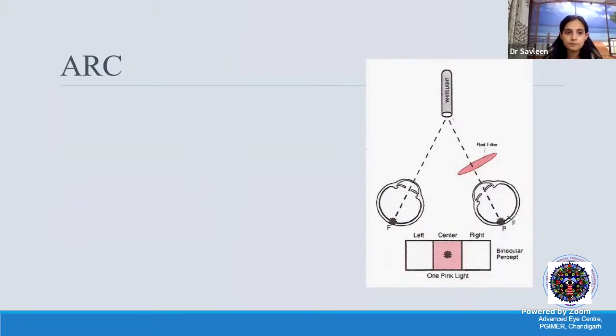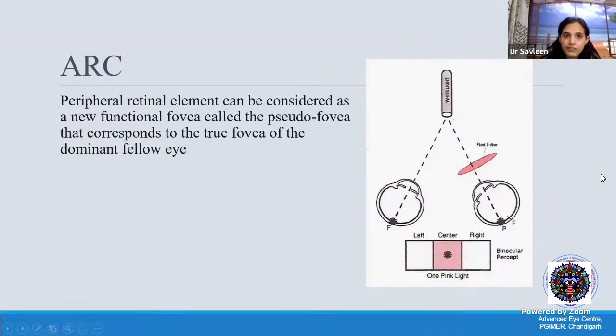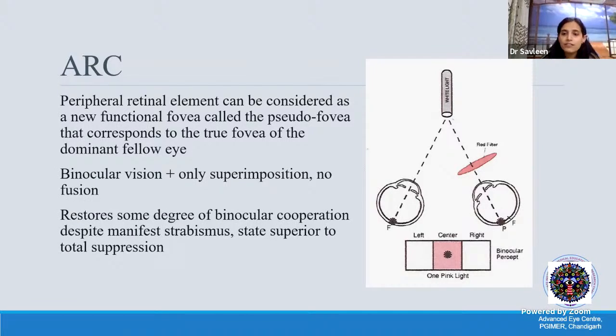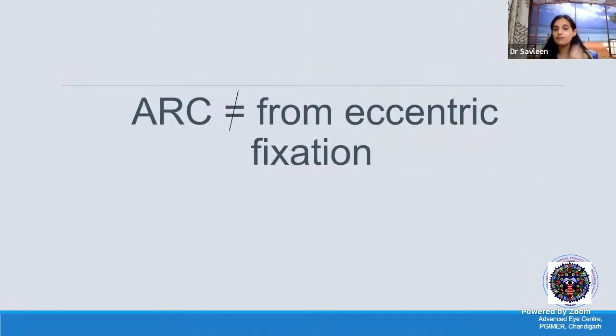So what happens is that this peripheral point is now the new functional fovea, and the dominant eye keeps on fixating at the fovea. So it will not give the patient a binocular vision. It will just superimpose so that the patient is not seeing double, but actually there is no fusion and there is no binocular vision. Some binocular cooperation is kind of established besides having the strabismus. So the eye is squinting, but the brain is not suppressing it. The brain is using an extra foveal point to stimulate the same point as the fovea.